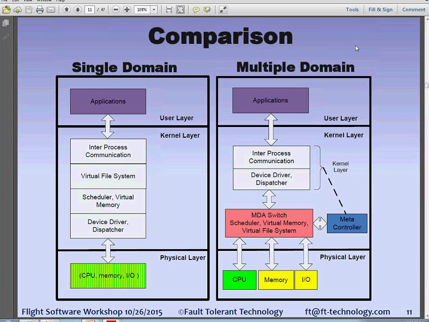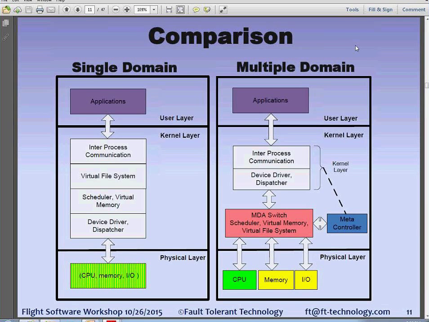Here's what it looks like in an operating system. So you can see here that the interface from the application to the operating system is the exact same in both systems. That means that you don't have to change any of your code. And since I'm not changing any of the CPU opcodes, it works perfectly fine.